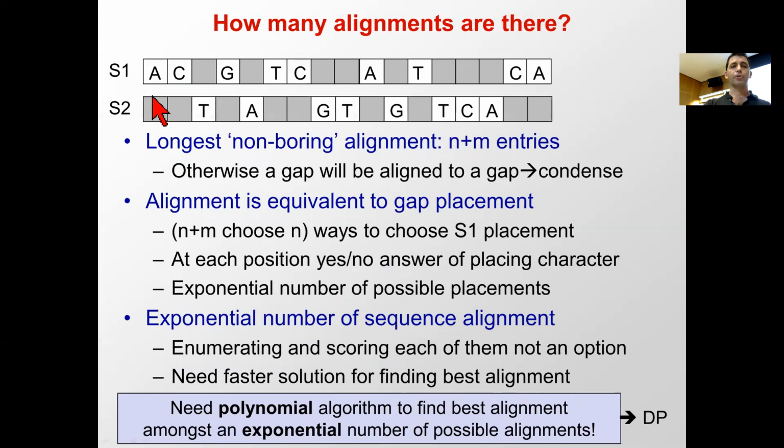And at every position, I can choose to include a letter from one sequence or the other sequence, and so on and so forth. So the longest non-boring alignment has n plus m entries. Otherwise, a gap would be aligned to a gap, and we can just condense it. And this is equivalent to gap placement. So alignment is nothing more than choosing where to put your gaps. Okay.